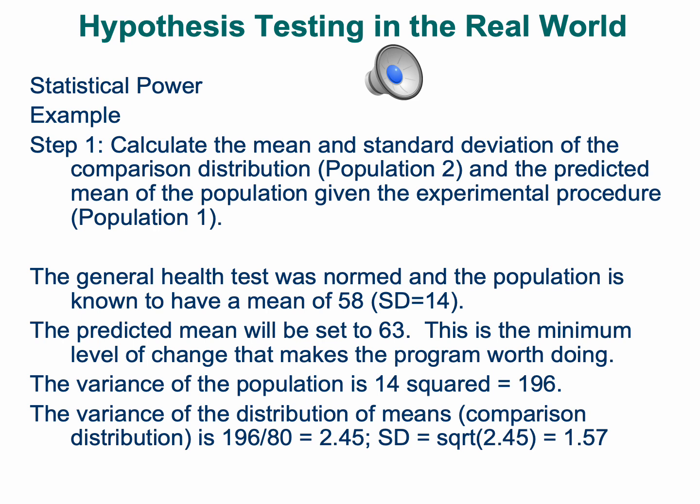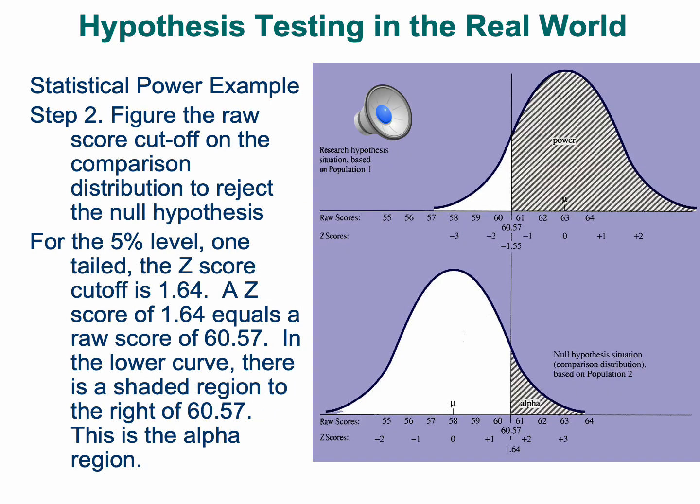Okay, the variance of the distribution of means, the comparison distribution, is 196, which is the number we just got by squaring the standard deviation, divided by 80, which equals 2.45. The standard deviation equals the square root of 2.45, which equals 1.57. So now we've got the mean and standard deviation for the comparison distribution. That's going to enable us to calculate probabilities. Okay, step 2. Figure the raw score cutoff of the comparison distribution to reject the null hypothesis.